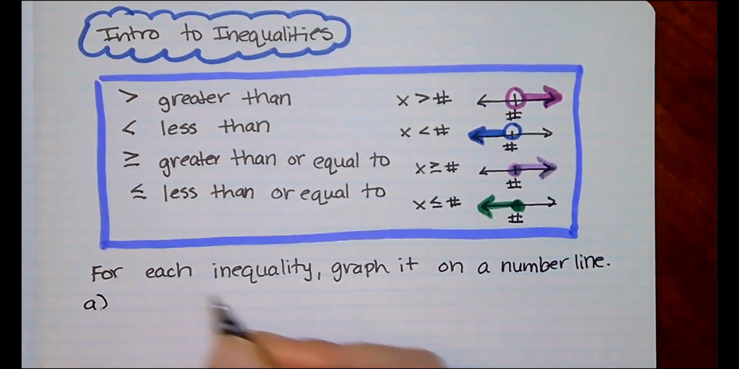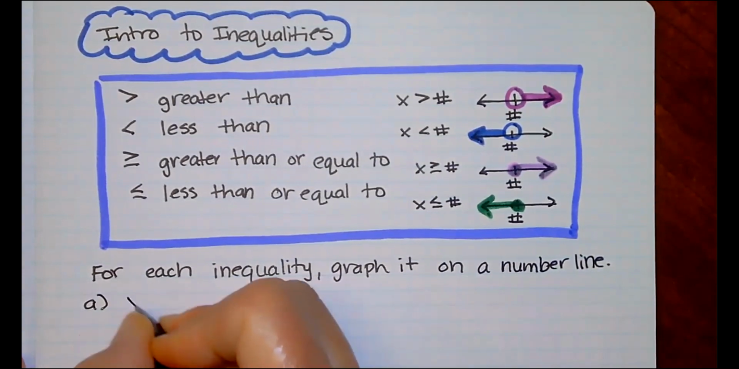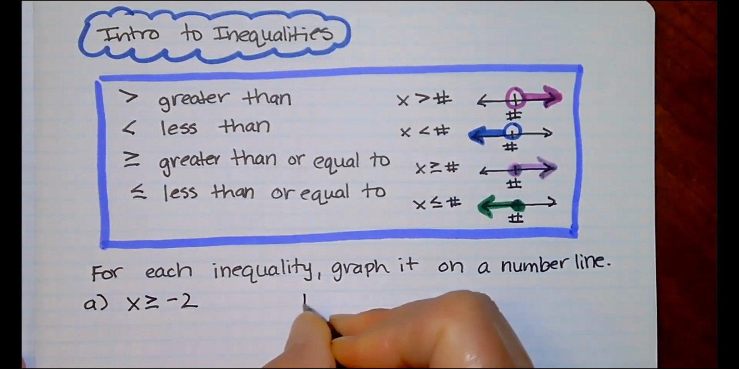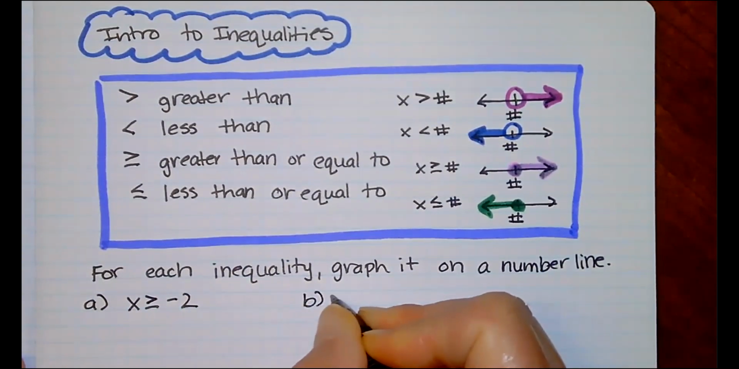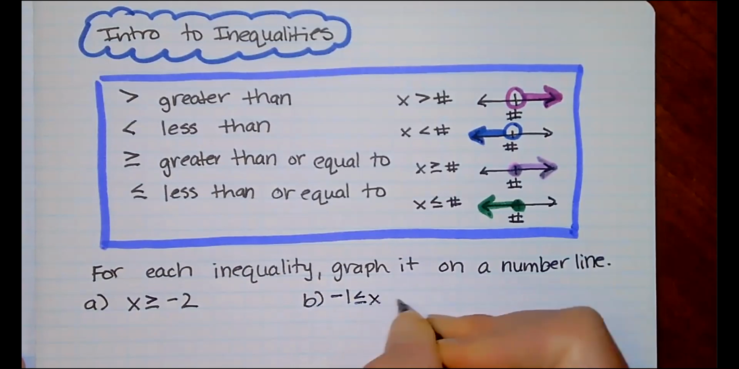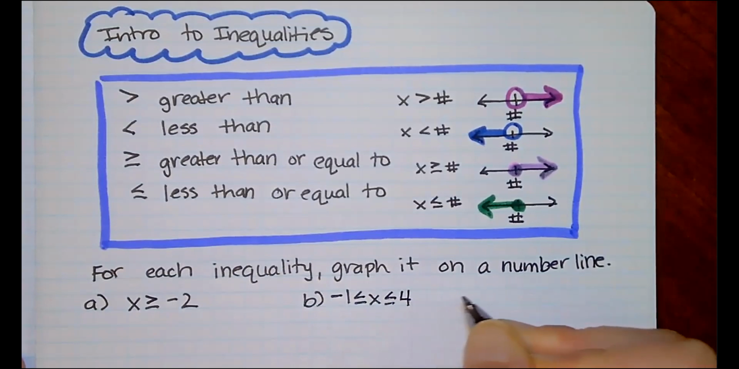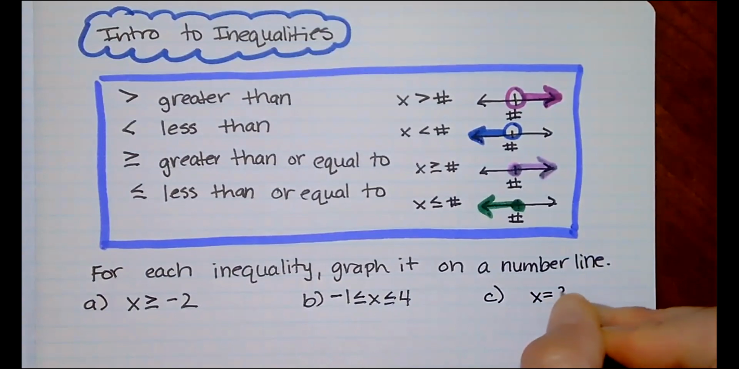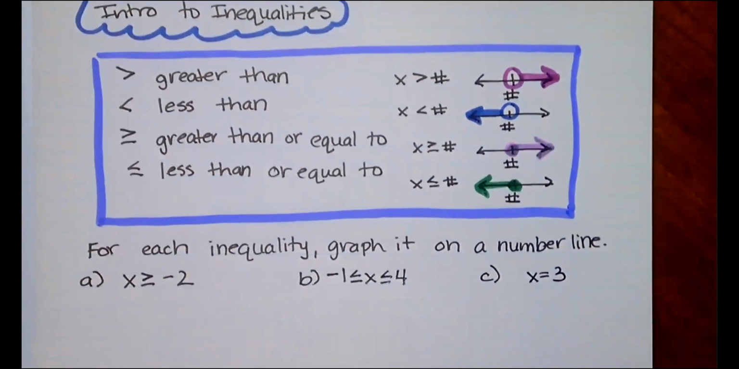So my first one, A, is going to be x is greater than or equal to -2. For B, I'm going to have -1, and the way we're going to read this is less than or equal to x less than or equal to 4. And C is going to be x equals 3. So let's start with these 3 first.